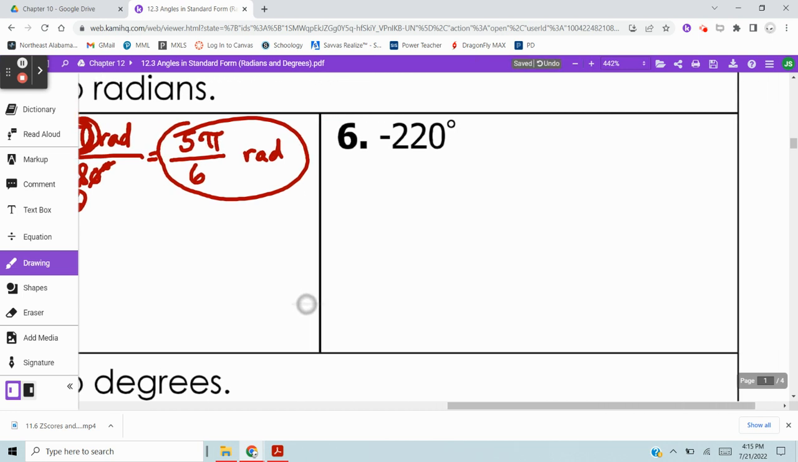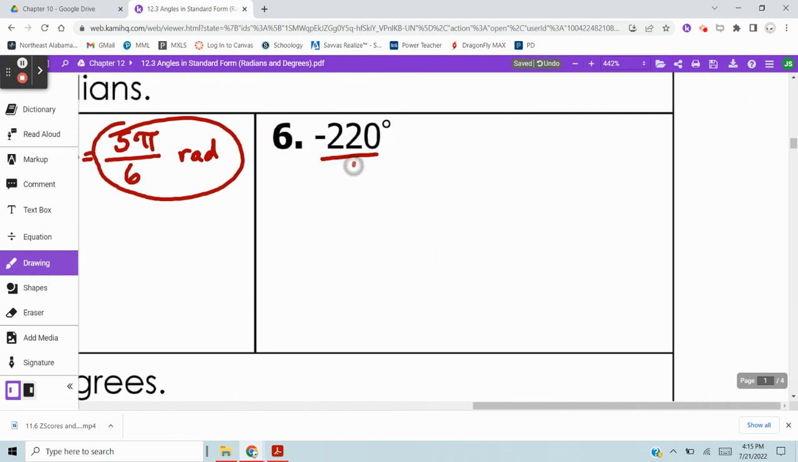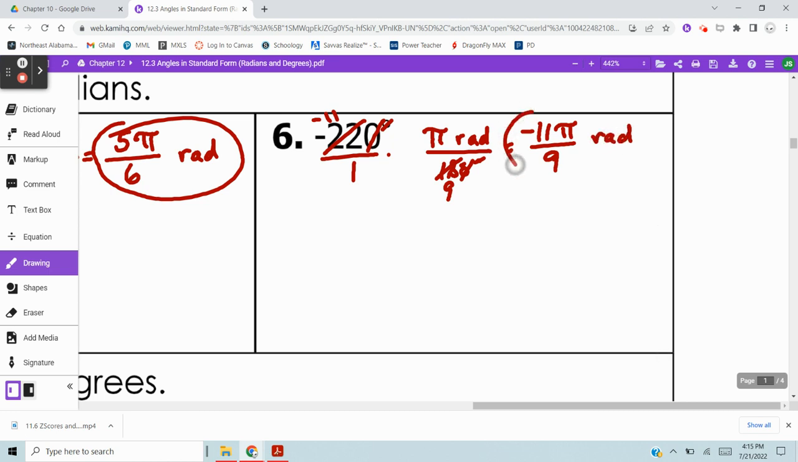Negative 220, same method. Pi radians on top, 180 degrees on bottom so that my degree measures cancel. I can reduce by dividing by 10. That gets rid of my zeros. I can now divide by 2. That makes this negative 11, makes this a 9. So that'd be a negative 11 pi on top. All I'm left with on bottom is 9, and that would be now in radian measures.